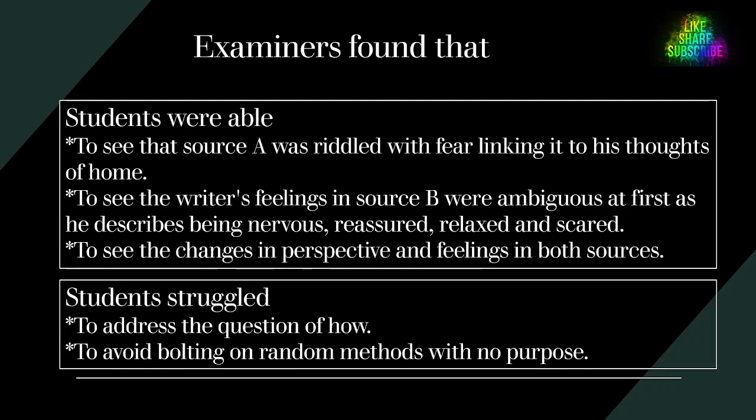However, students struggle to address the question of how. How has the writer shown this perspective or feeling? They would just tag on random methods without any real relevance to whatever their point was. So you're not being assessed on your ability to pick out language or structural devices. You have to tell your marker what this is being used for. How is it conveying this feeling or perspective?